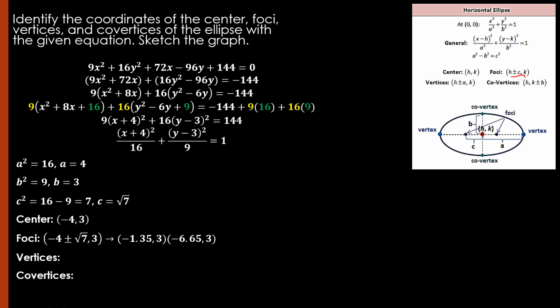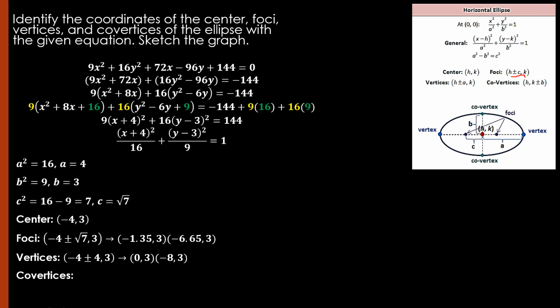So, if we evaluate this, we will get negative 1.35, 3 and negative 6.65, 3. For the vertices, we will add h plus or minus a, and then k. So h is negative 4 and a is 4 to find the x coordinate for the vertices. So we have negative 4 plus or minus 4, and then 3. So there are two coordinates for the vertices.